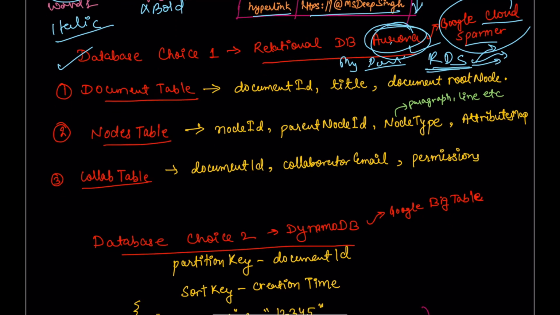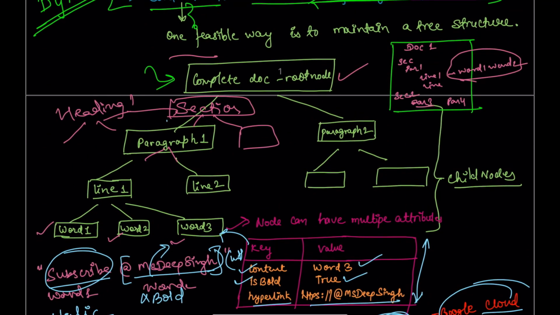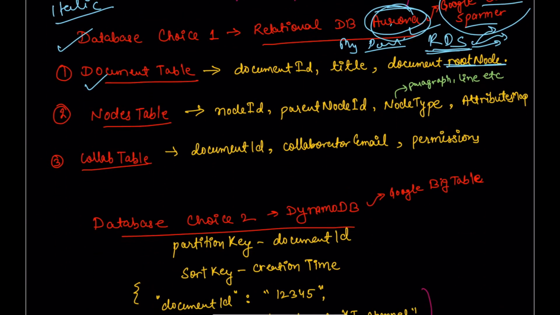Got it? So if we say Aurora, definitely there will be multiple tables, right? In a relational database, we tend to create multiple tables and then try to establish relations between them. So the first one is our document table, which stores document ID, title, and document root node. This is the complete document root node, which maps to the complete document data.